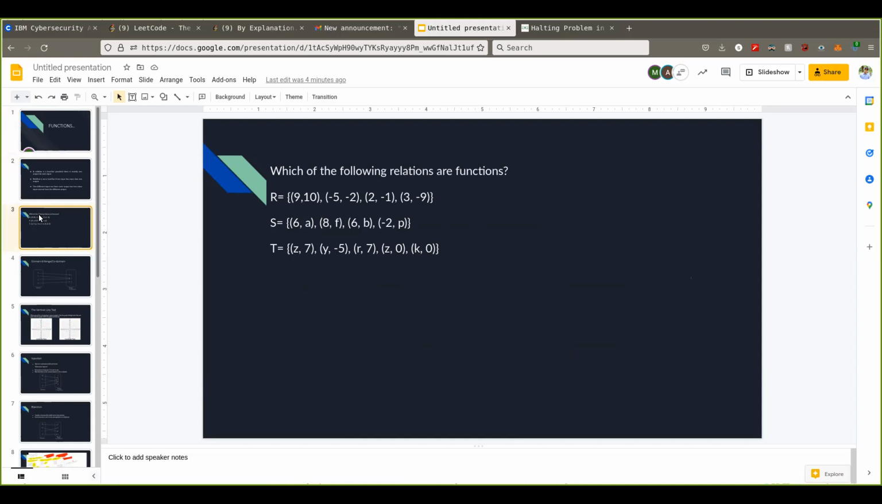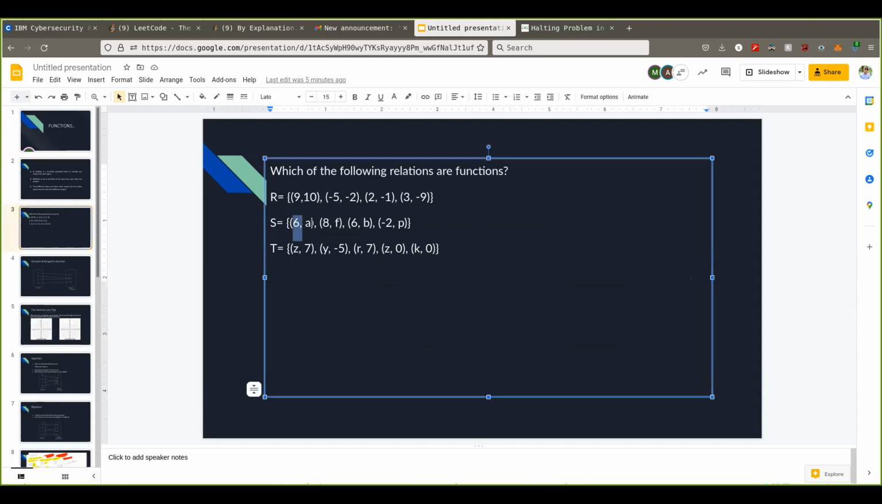This is an example: in set R, the following coordinates are given. We can see that for every x coordinate there is a single value of y. So R is a function. While in S, for the value of 6, we get two values of y, that is A and B. So it is not a function. Similarly, for T, for the value of Z, we get two values, 7 and 0. So this is not a function.